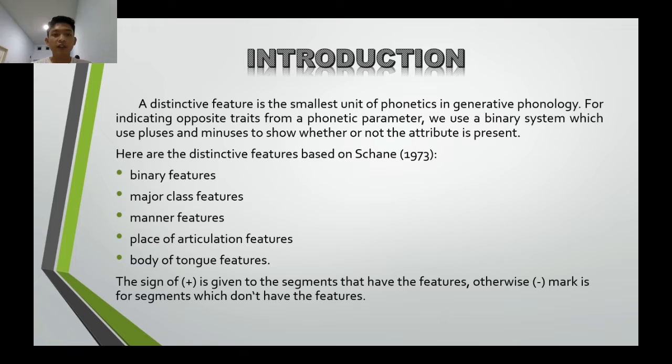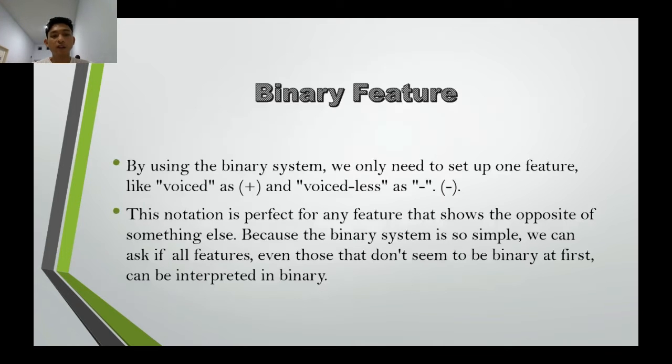Here are the distinctive features: binary features, major class features, minor features, place of articulation features, and body of tongue features. The sign plus is given to the segment that has the feature. Otherwise, minus is marked for segments which don't have the feature.